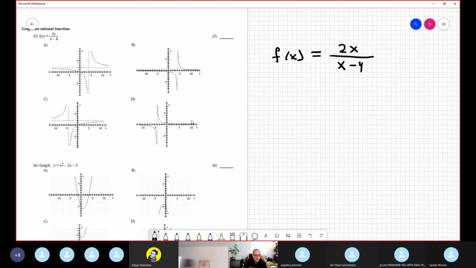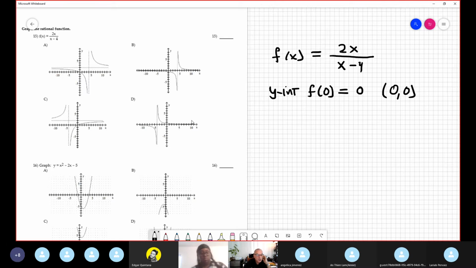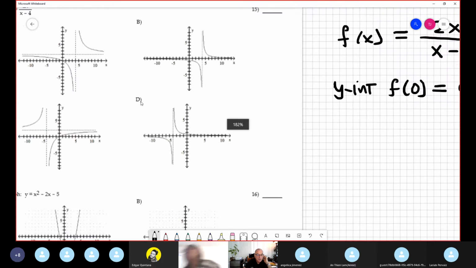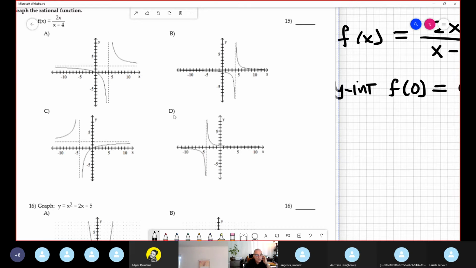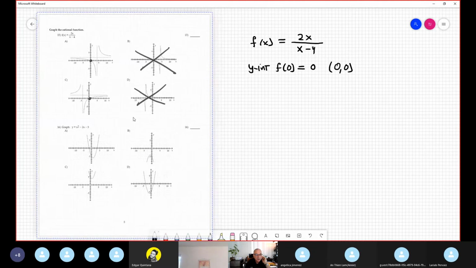I can see, number one, for example, the y intercept, when the function evaluates at 0, because 2 times 0 is 0. So the point is 0, 0. Passing through the point 0, 0 satisfies this curve and this, and this no, and this no. Okay. So let me see if it is A or C.